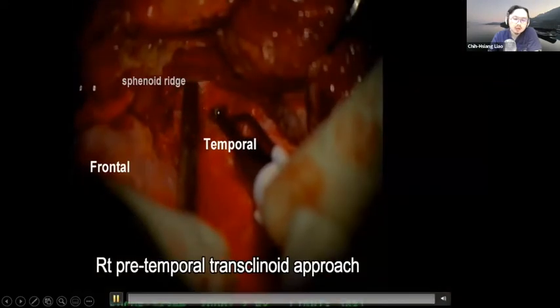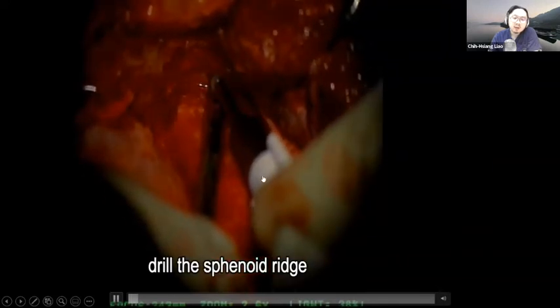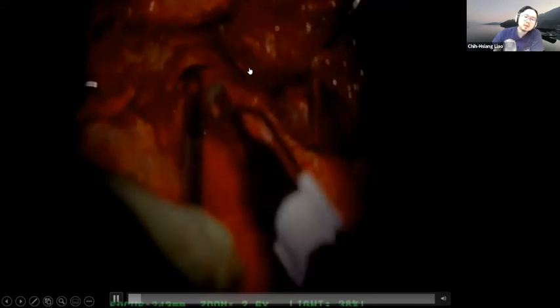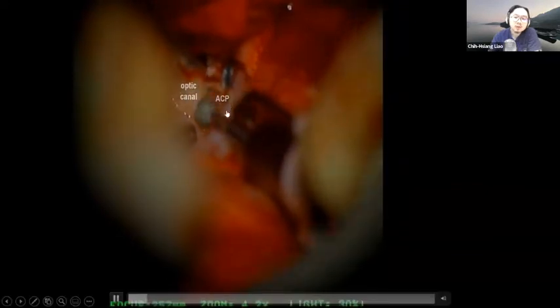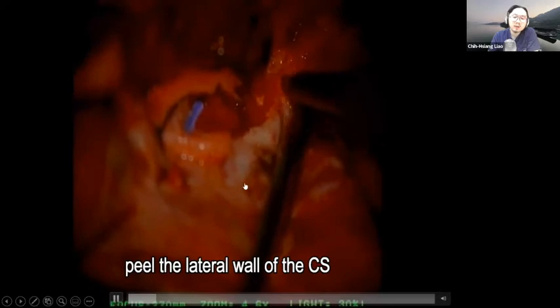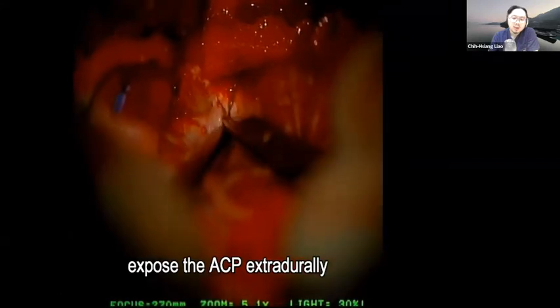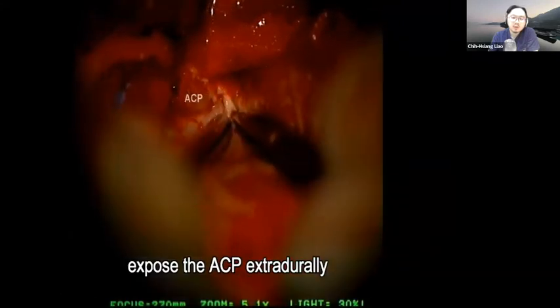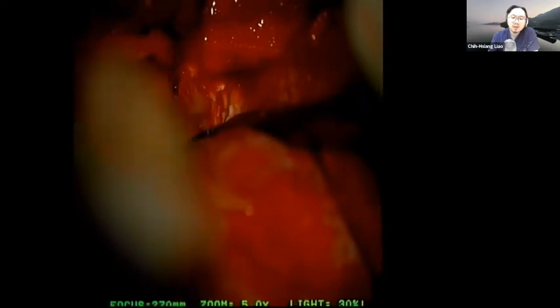It was done in 2018, and the quality of the recording was not so good. I'm sorry for that. And this is the right side frontal temporal approach. We drill flat the sphenoid ridge and open the optic canal. This is the ACP. And peel the lateral wall of the cavernous sinus. This is a basic Dolenc approach. After peeling the lateral wall of the cavernous sinus, we can expose the ACP and do the extradural anterior clinoidectomy.